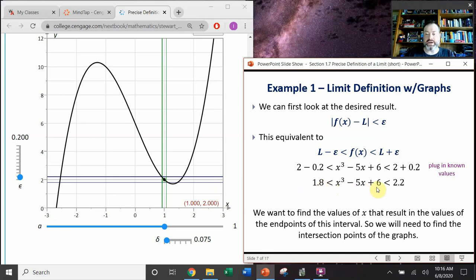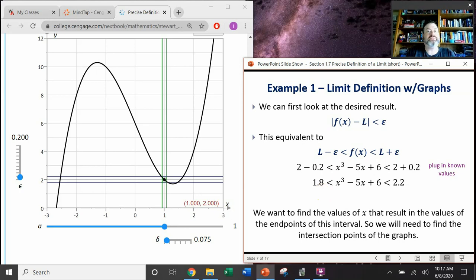So this is what's shown over here in this graph, right? The function itself, the thing in the middle, is between 1.8 and 2.2. Those are these y-coordinates here, 1.8 and 2.2. So we want to find the values of x that result in the values of the endpoints of this interval. So we have to solve for x to find out what values of x give us 2.2 and what values of x give us 1.8.